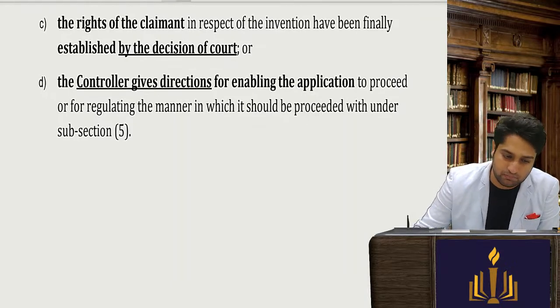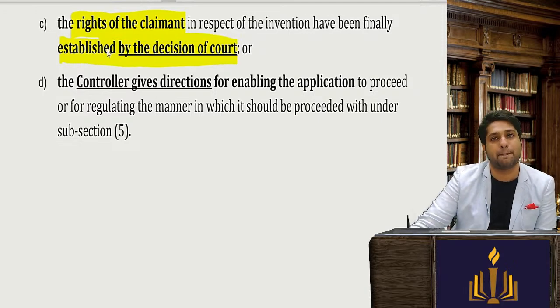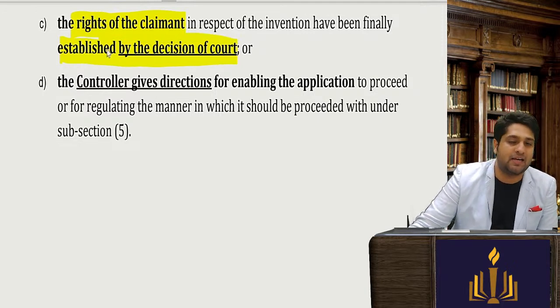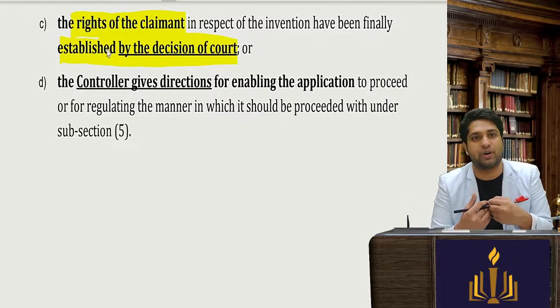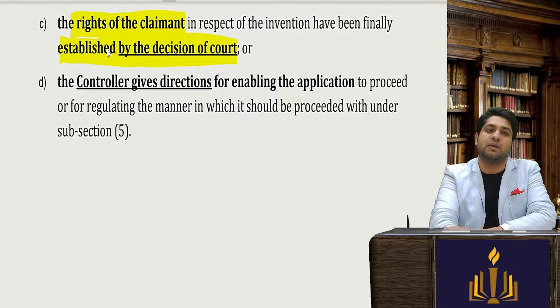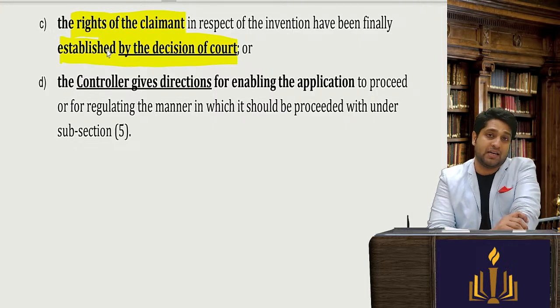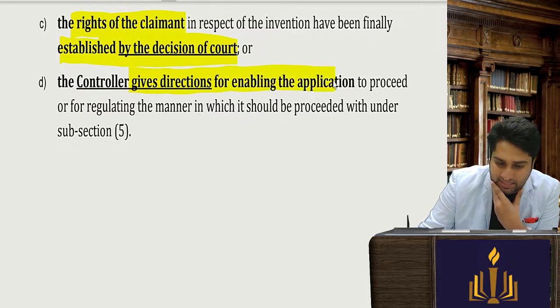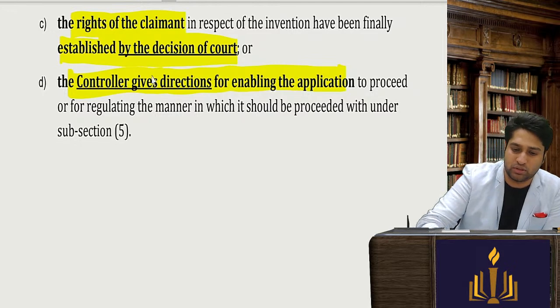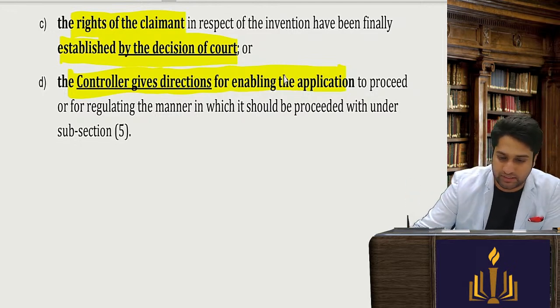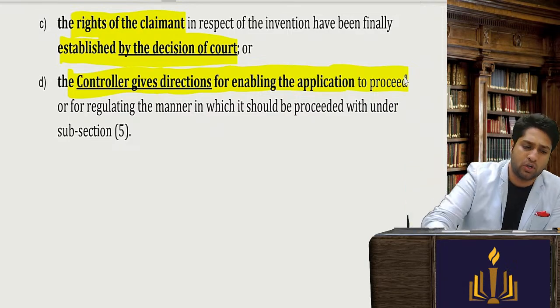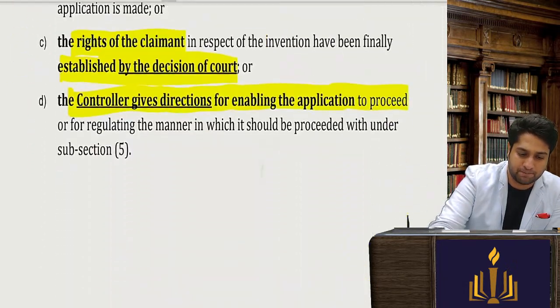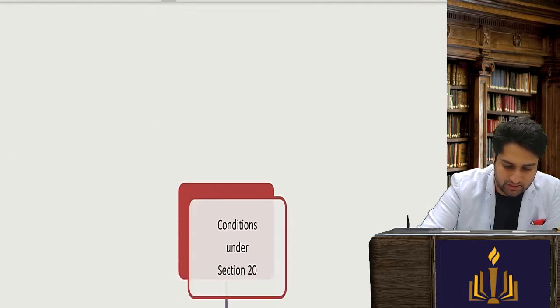Third, the rights of the claimants have been established by a decision of the court. So a court case was filed, a dispute between 2 founders, and the court said let's split the ownership, both parties are entitled. So that can also be done. And the controller gives the directions for allowing the application to proceed. So what all conditions are there? Let's see. Can you remember any of the conditions?